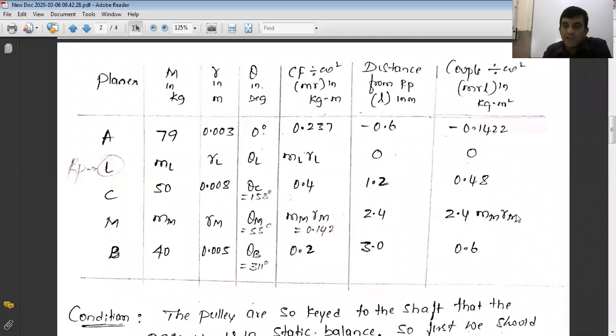It's the enlarged scale, 0.14, 0.48, means 0.1 kg meter square is equal to 1 centimeter. See, in the first polygon also, in the first column, see the 0.23, 0.4, 0.2. We'll go for reduced scale, 0.1 kg meter square is equal to 1 centimeter, we have chosen, right? Similarly here also, 0.1422, 0.48, 0.6 is there. Then what is the scale? Reduced scale, 0.1 kg meter square is equal to 1 centimeter.